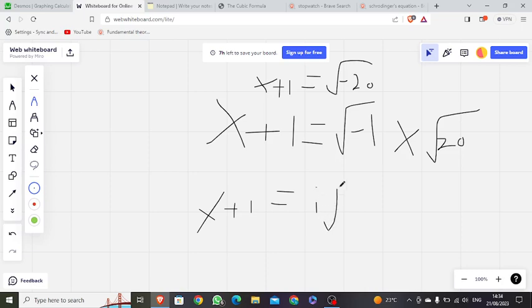Well, for the number 20, you can factorize it into primes. Let's do prime factorization: 4 times 5 equals 2 squared times 5.